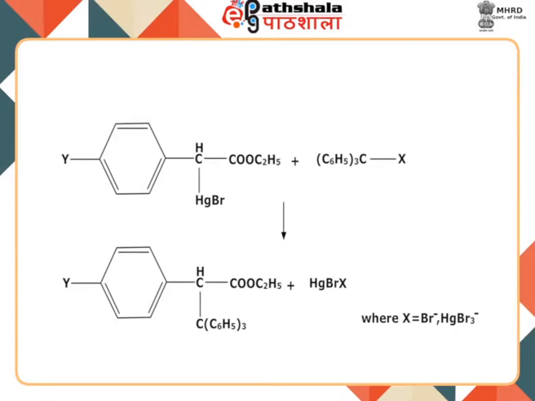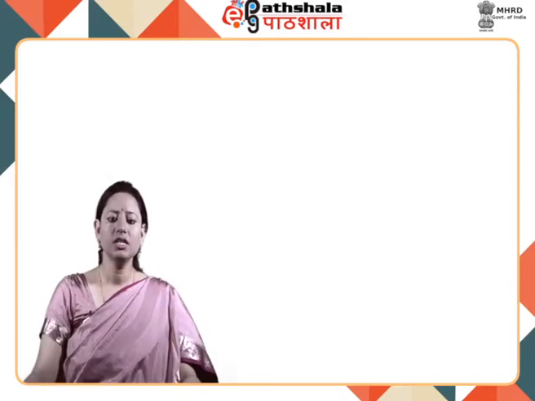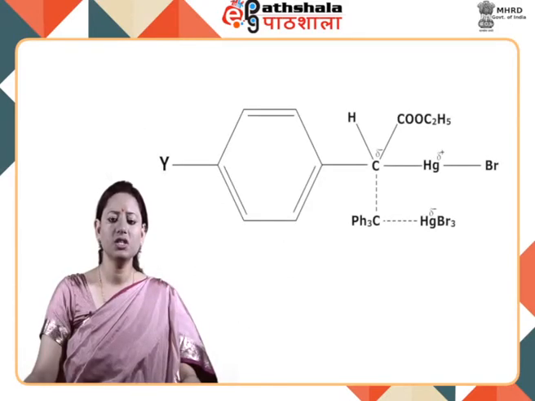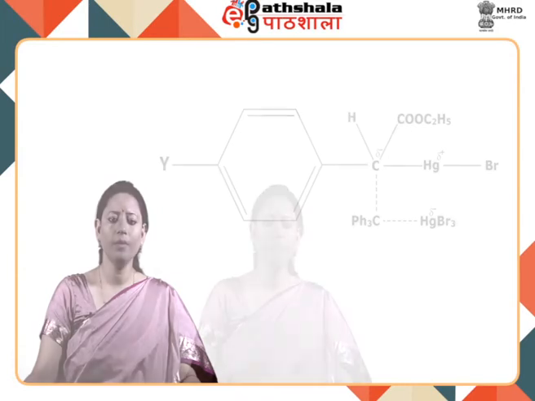Here X can be bromide, HgBr3-. In this reaction, the structures of the transition state were found to be very different for different Y groups. This was confirmed by the different influence of the substituent Y in the para position of the benzene ring of the organomercury substrate. So, one of the transition states is shown here.